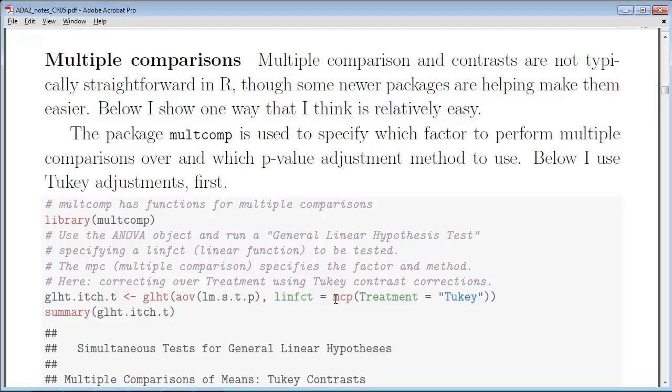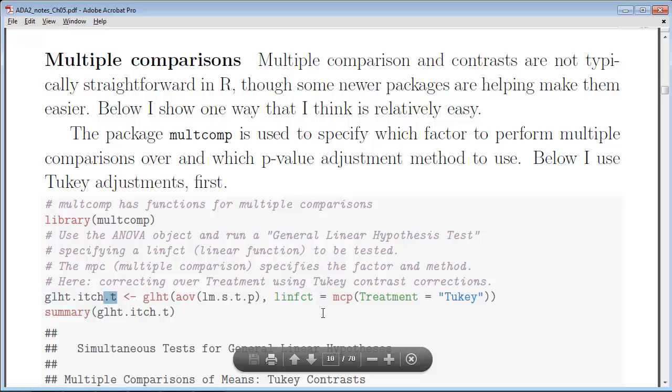So we're doing MCP, that's multiple comparison, over the different treatments, right? So treatment was one of our variables. We also have patient, but we don't care about differences between patients, only between treatments. And we're going to control comparisons over treatments using Tukey's test. Okay, so there's a lot going on in this one function. We'll drop that into the general linear hypothesis test, just this object I called itch.t.